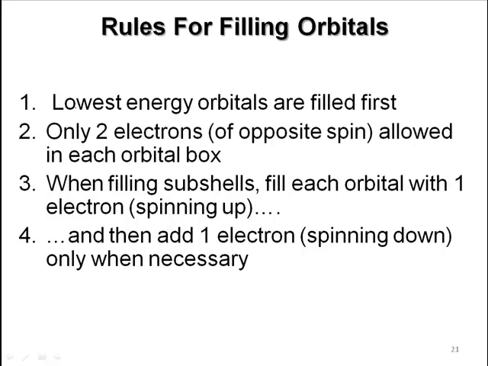Only 2 electrons of opposite spin allowed in each orbital box. When filling subshells, fill each orbital with 1 electron spinning up, and then add 1 electron spinning down only where necessary. So this is Hund's rule, the Pauli exclusion principle, and the Aufbau principle, all combined. 3 principles for one way of drawing a picture of the electrons.